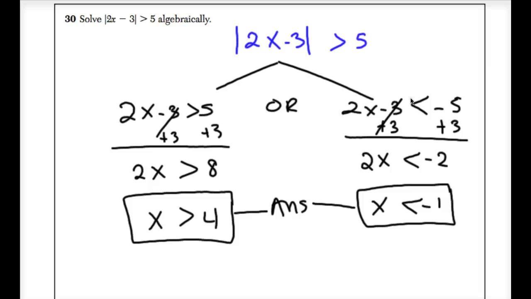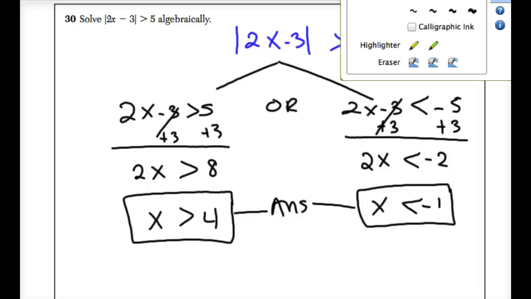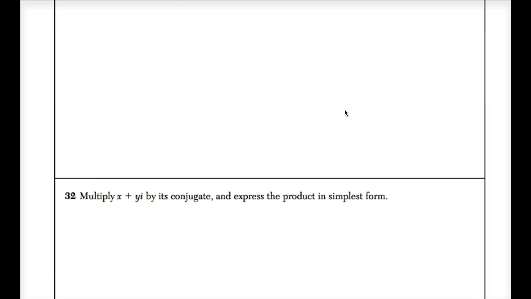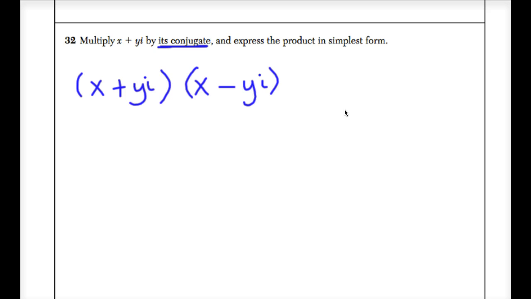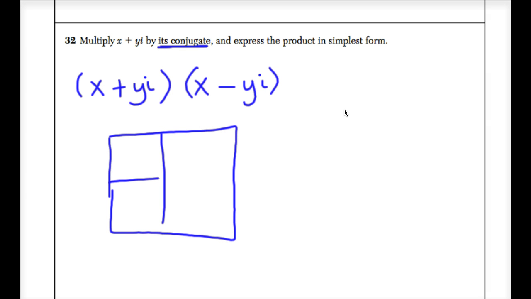Now let's keep it going. We have not done 31, but we did do 32. Let's see what that looks like. Conjugate. This is multiplying binomials. I have something that looks like x plus yi, and I want to multiply by the conjugate. So the conjugate of this is just making the sign in the middle the opposite. So in this case, it will be negative. Now I will go ahead and multiply these 2 binomials by using the box method, or you can use FOIL. Either one works.